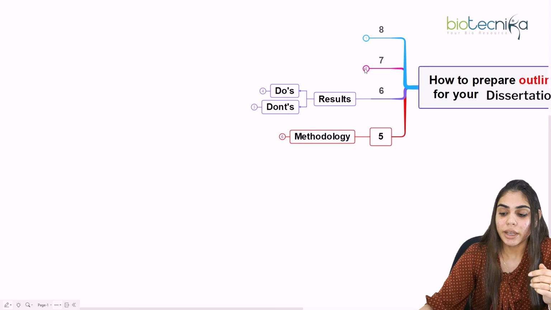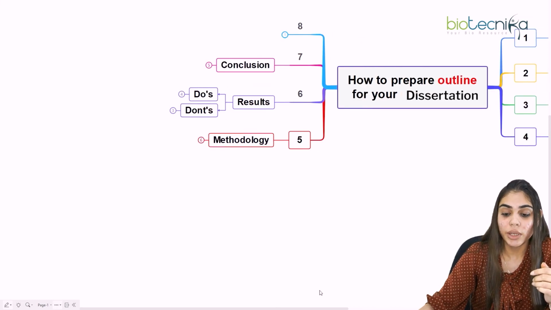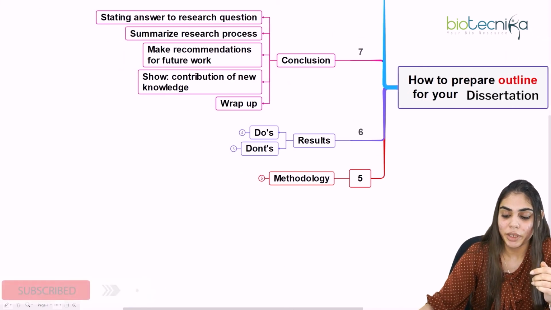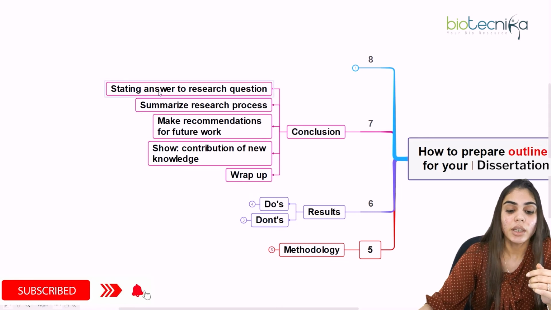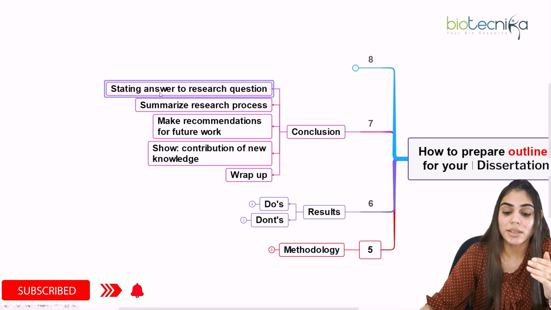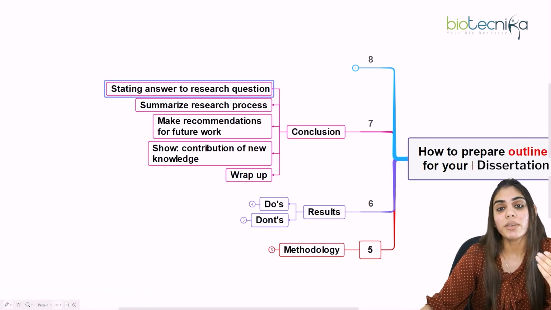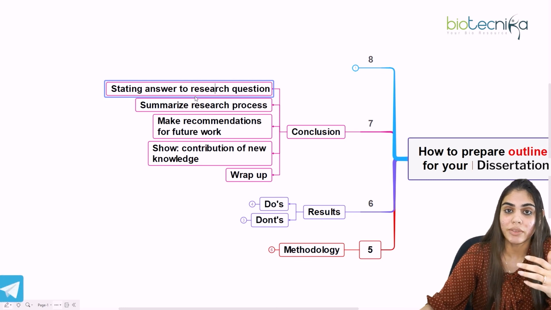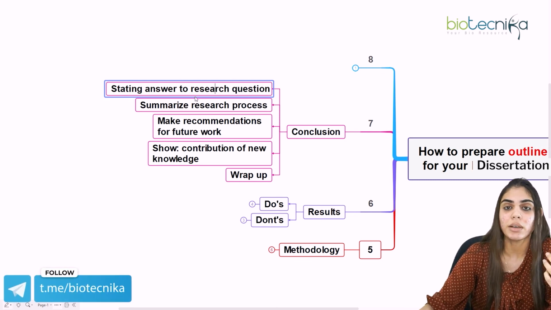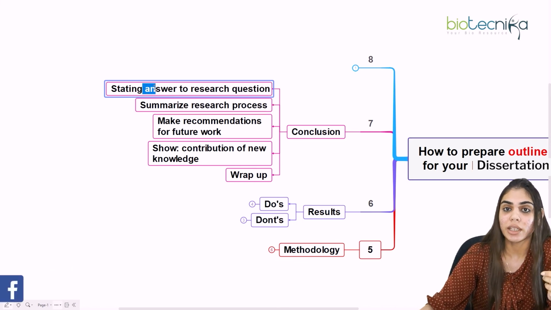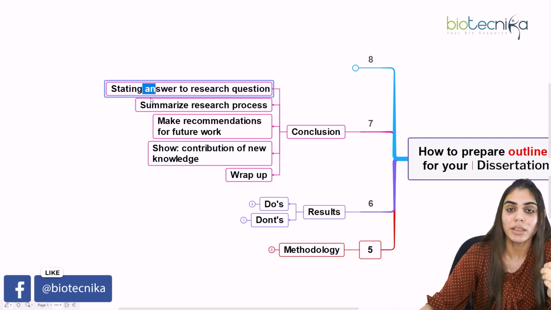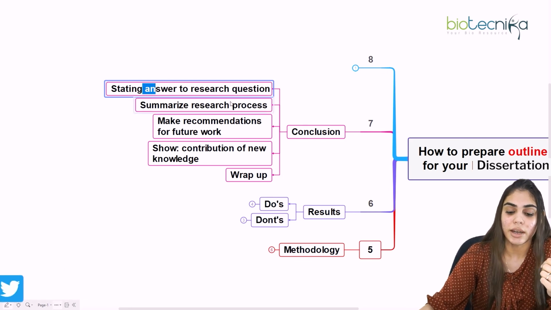So now coming to the next part, that is conclusion. Now here you have to conclude about your topic. You have to summarize what you found. Means here you have to state the answer to the research question, whatever hypothesis you developed at the beginning. That answer you have to state here. Yes, you have found that particular answer. That is what is called stating the answer to the research question that you asked at first.